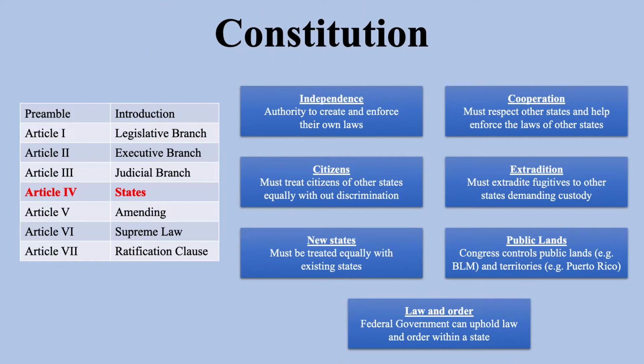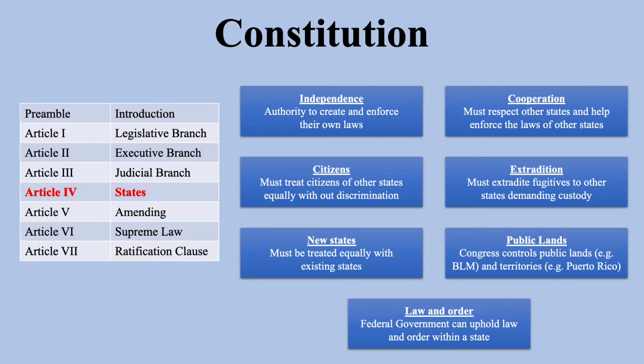The fourth article of the Constitution has to do with states' rights. It provides that states are independent and allows them to create and enforce their own laws. It also requires that states cooperate with other states, treat all citizens equally, and extradite fugitives to states demanding custody. Further, it requires that new states must be treated equally with all other existing states.